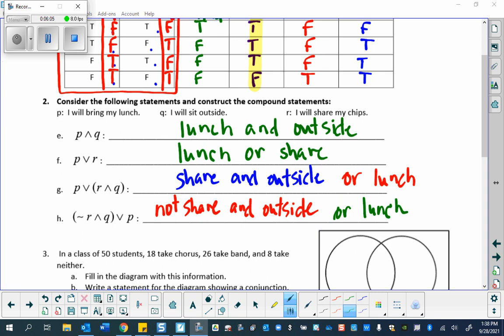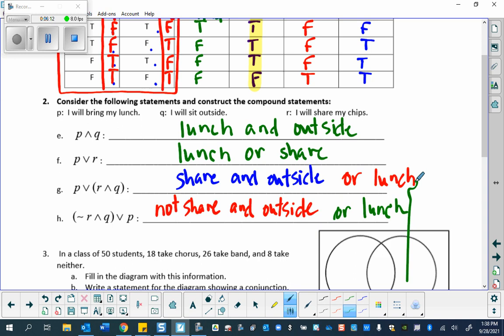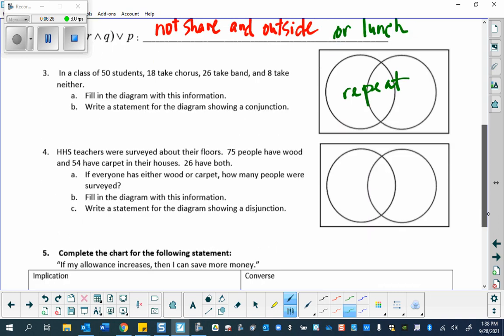So we're going to skip over 3. 3's on the fold, and we're not worried about that because 3 is a repeat of what we did before, on your homework, so we won't worry about that.